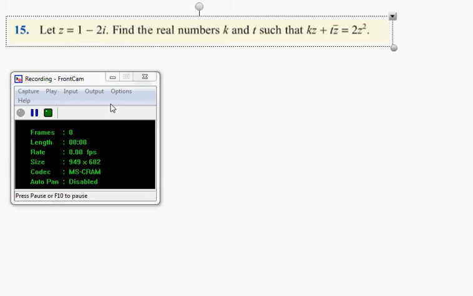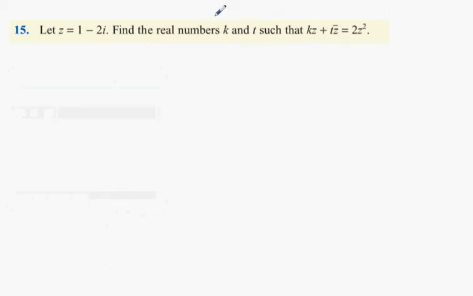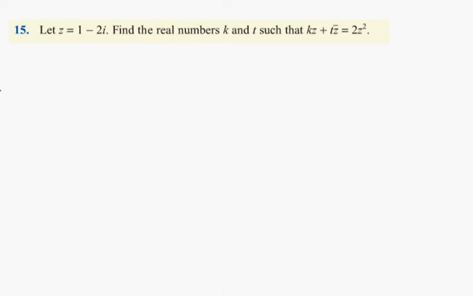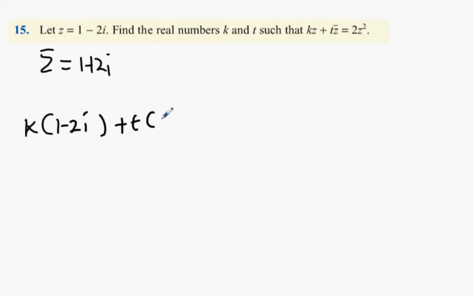Guys, so question 15. Find the real numbers k and t such that kz equals t times the conjugate of z, plus z squared. The conjugate is change the sign in front of the i, so the conjugate is 1 plus 2i. To pick up your marks, k times z, where z is 1 minus 2i, plus t times 1 plus 2i, equals 2 times z squared.